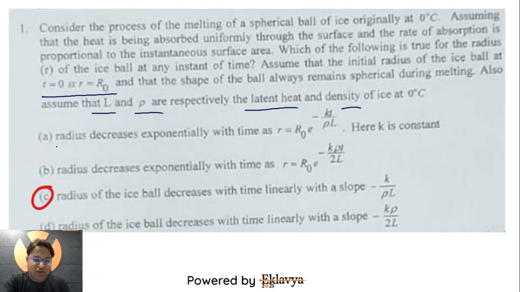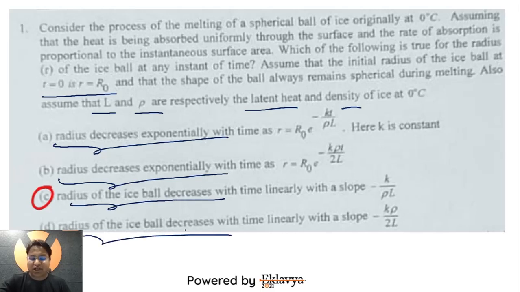So we have to figure out the function of radius with time. All the four options talk about how radius changes with time, so that is what we are interested in. So let's see what we can do.